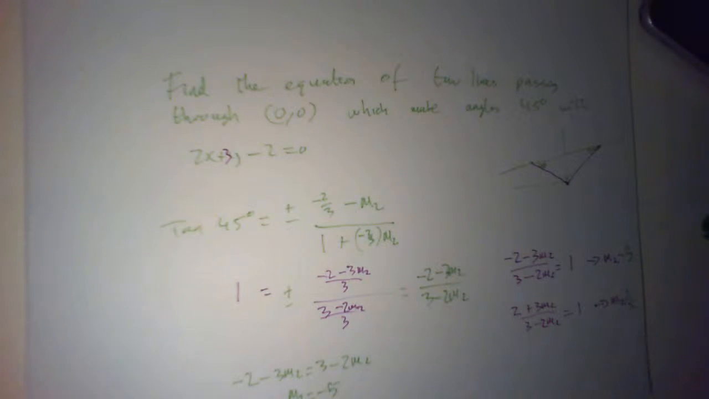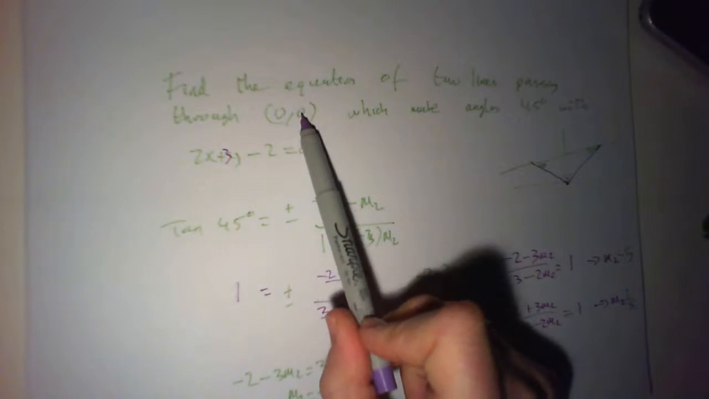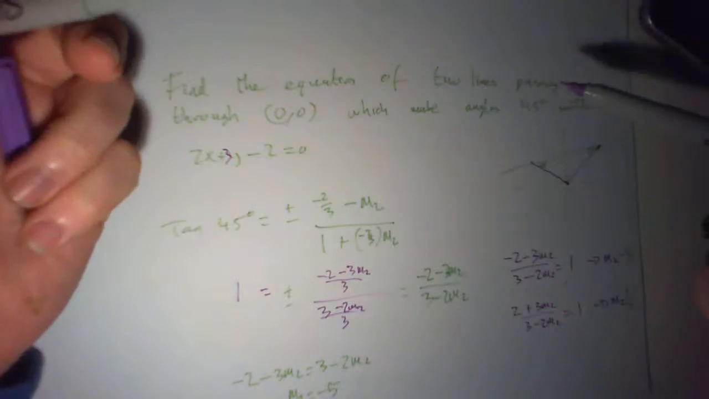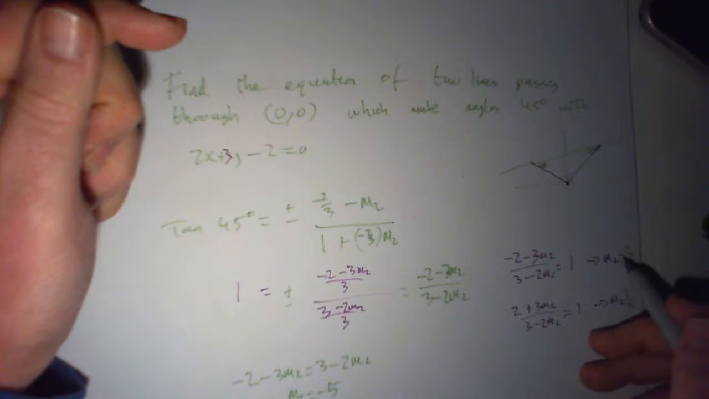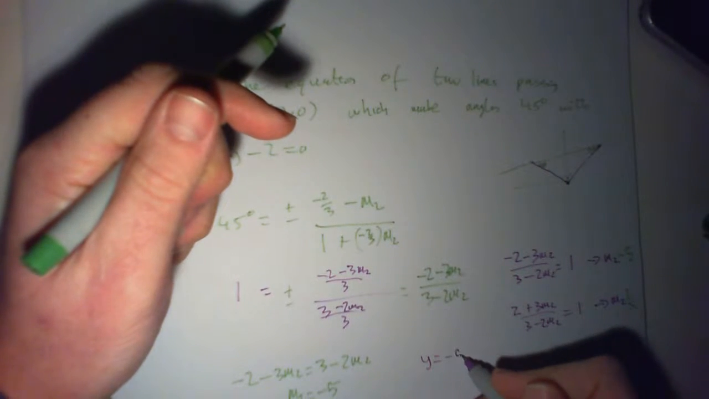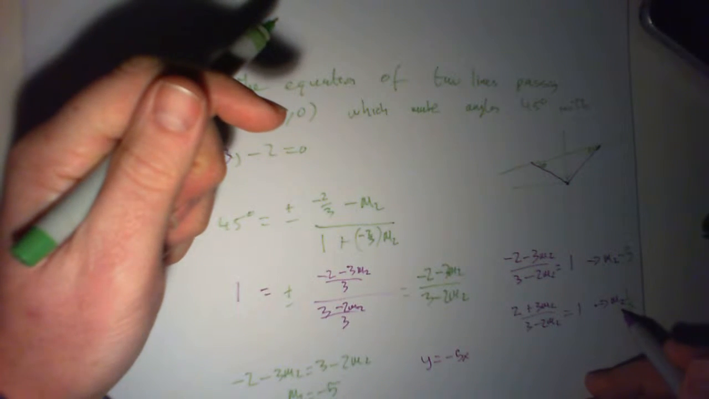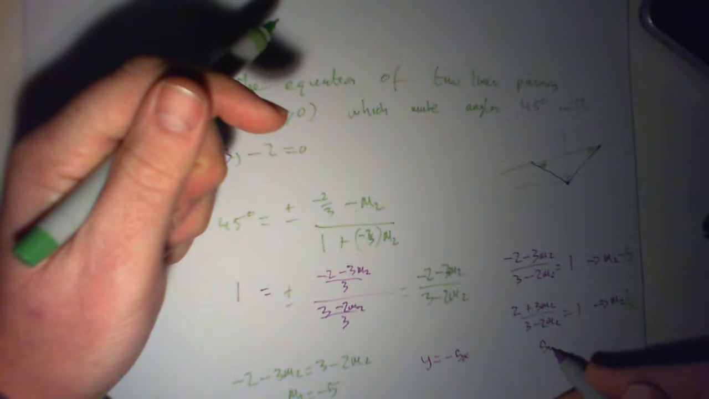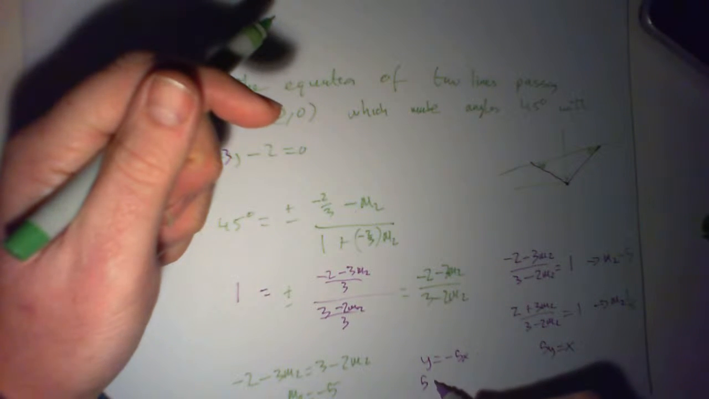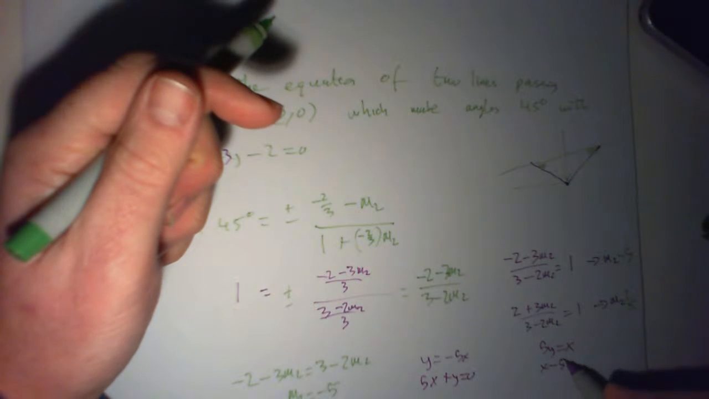Now, how do I finish this off? Of course, now we have to do our y minus y1, but thanks be to God, the point is 0, 0, so it makes it a hell of a lot easier, because you're just subbing in 0 for y1 and x1. So let's take this one: y is equal to minus 5x. And let's take this one: 5y is equal to x. So, if you want to put them in the correct order, 5x plus y equal to 0 and x minus 5y equal to 0. So there you have that one done.